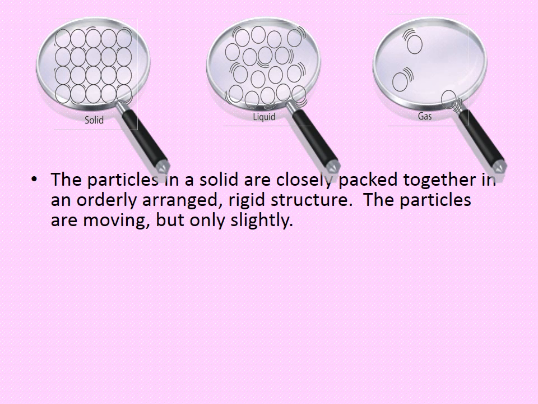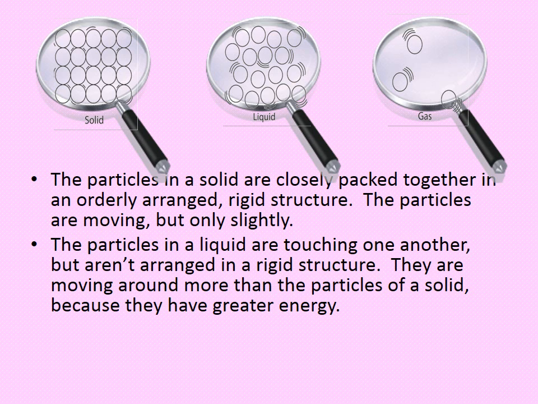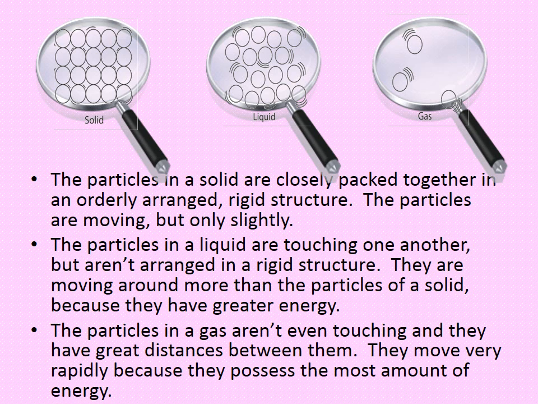So there on your worksheet, if you would fill in the missing words for the definitions for solids and liquids and gases, you can see that solids are closely packed together. They're very orderly arranged. They are moving. They vibrate against each other a little bit, but it's not moving a lot. Liquids are still touching one another, but they're not really arranged in any specific pattern for the most part. They move around a little bit more because they have more energy, and that movement allows them to change shape, to slide around.